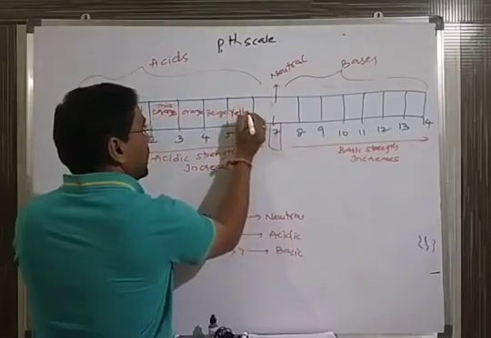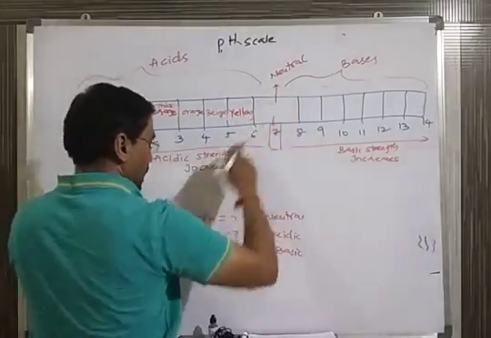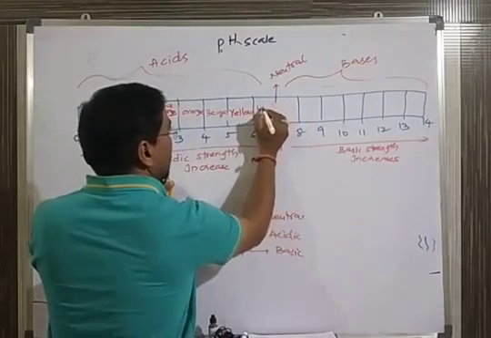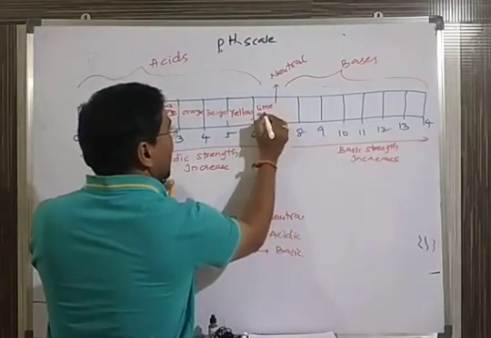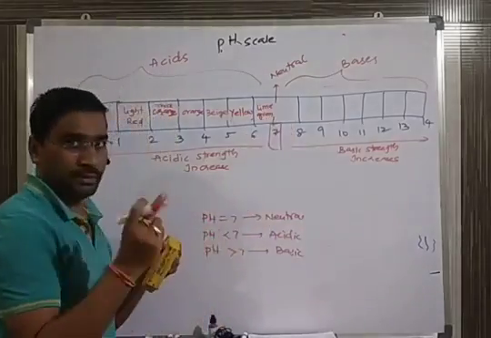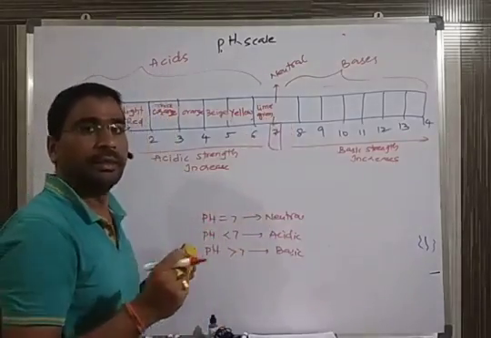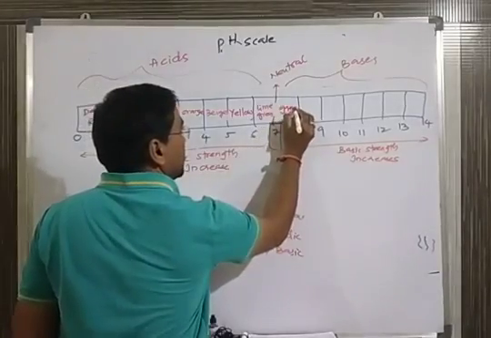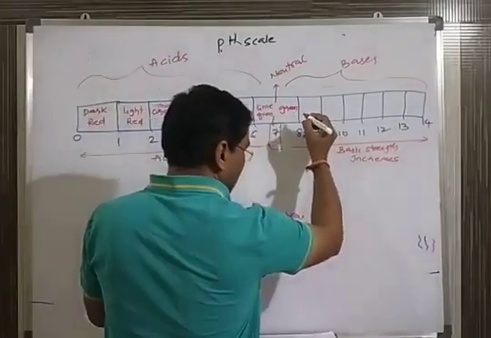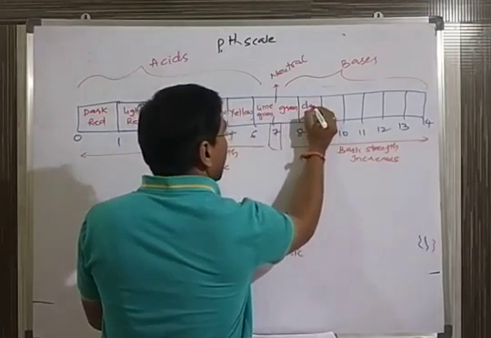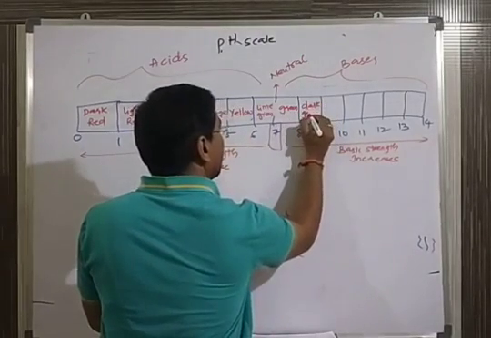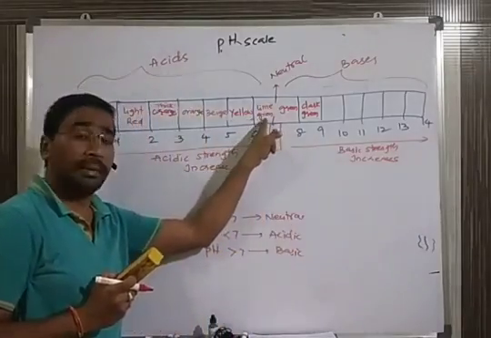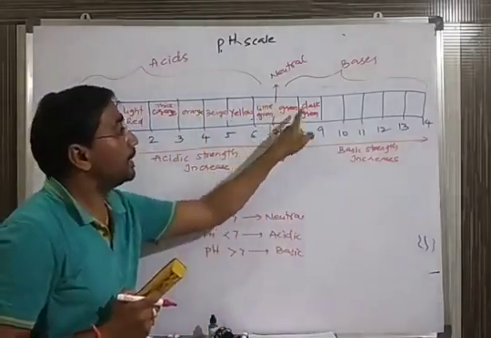Next one will be the yellow color. Next one is the lime green, or we can say lemon green. You can see the lemon green color. Next one will be greenish, we can have the green. Next one will be dark green. So you can see green, 3 shades will be there: lemon green, green, dark green.